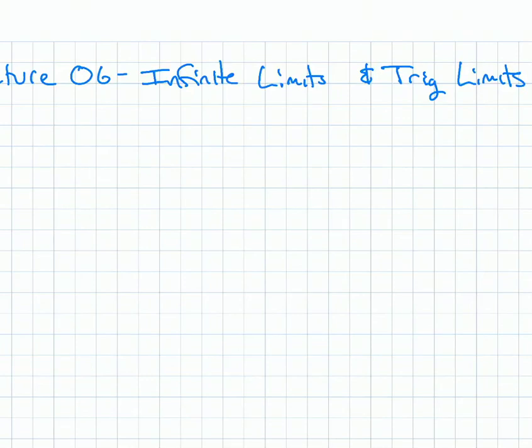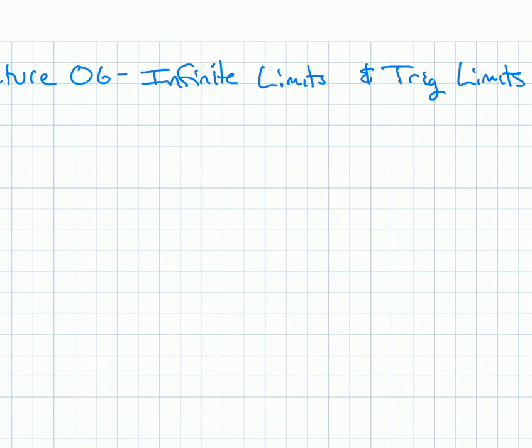Hello everybody. What we're going to be working on today is Lecture 6, Infinite Limits and Trig Limits. This is going to be a lot easier than the previous lecture. The previous lecture, if you remember, was about working out limits analytically. It involved a lot of algebra. This section, thankfully, does not.